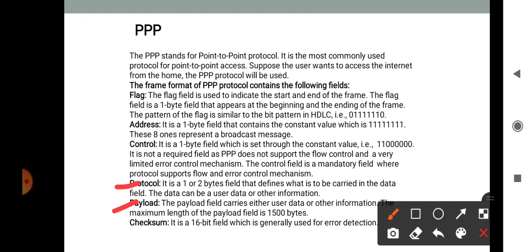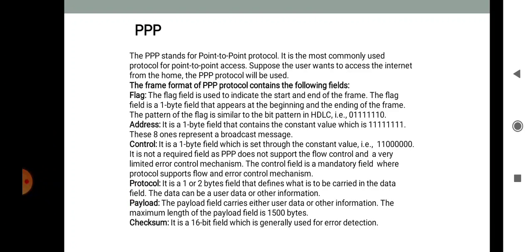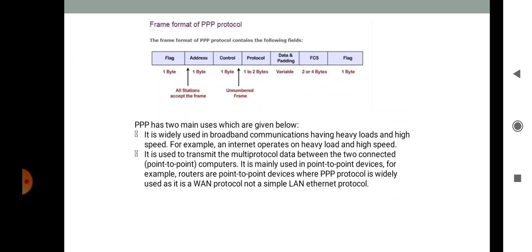Then the next field is the payload. The payload field carries either user data or other information. The maximum length of the payload field is 1500 bytes. And the next field is the checksum. It is a 16-bit field which is generally used for error detection. Then here is the frame format for the PPP protocol. The frame format contains flag, address, control, protocol, data and padding, FCS and flag.